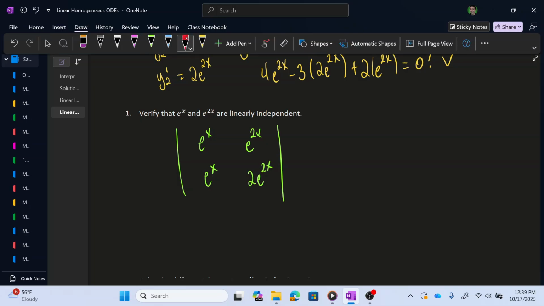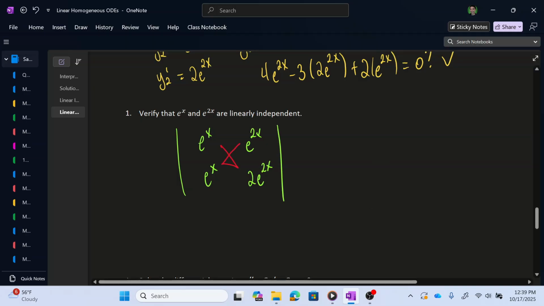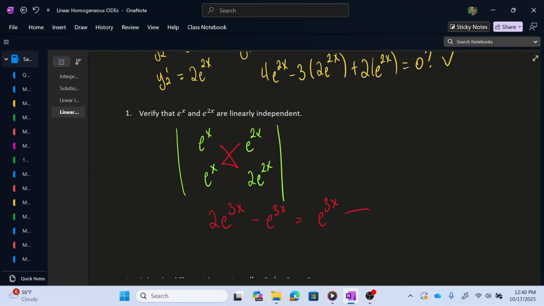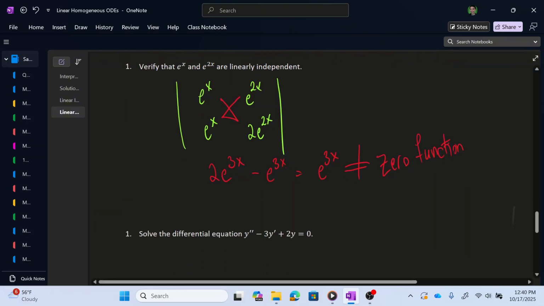Then calculate the determinant of that 2 by 2 matrix. I get 2e^(3x) minus e^(3x), which is e^(3x), and that's definitely not the zero function. So the theorem we learned yesterday verifies these two functions are meaningfully distinct. They're linearly independent. We've proven that by showing that the Wronskian is non-zero.